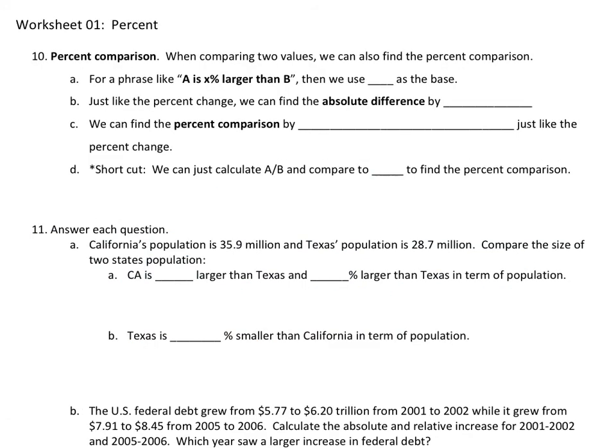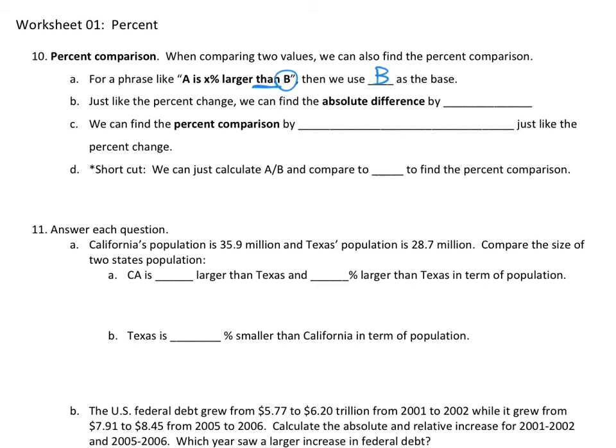All right, for number 10, we're comparing two things. I want to say if one number is a certain percent bigger than the other. So this is a percent comparison. For a phrase like A is X% larger than B, we'll use the second part, something something then something. So this second part is going to be the base.